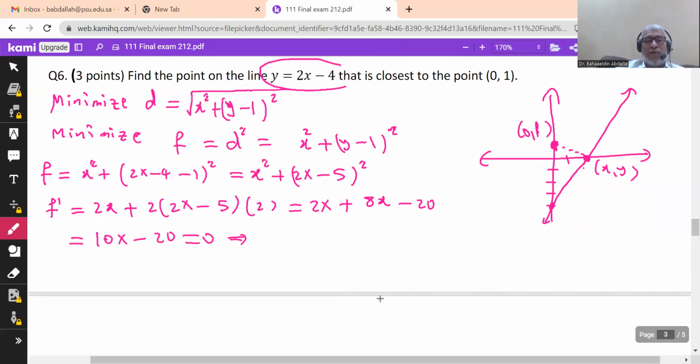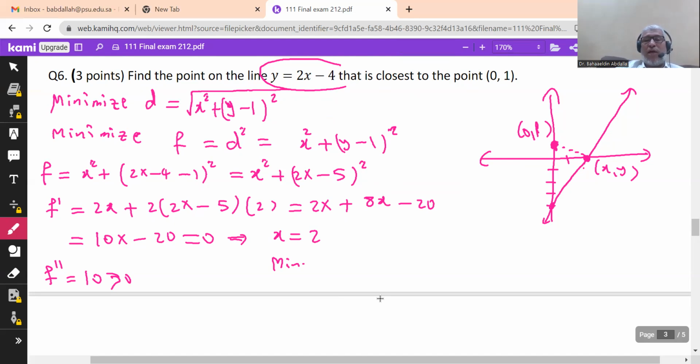You put it equal to 0. So x would be 20 over 10, or 2. So this is the critical number of this function. Now, if I find f double prime, it would be 10, and it's greater than 0. So I have a minimum here, a local minimum, and it would be an absolute minimum because it is the only minimum in this interval.